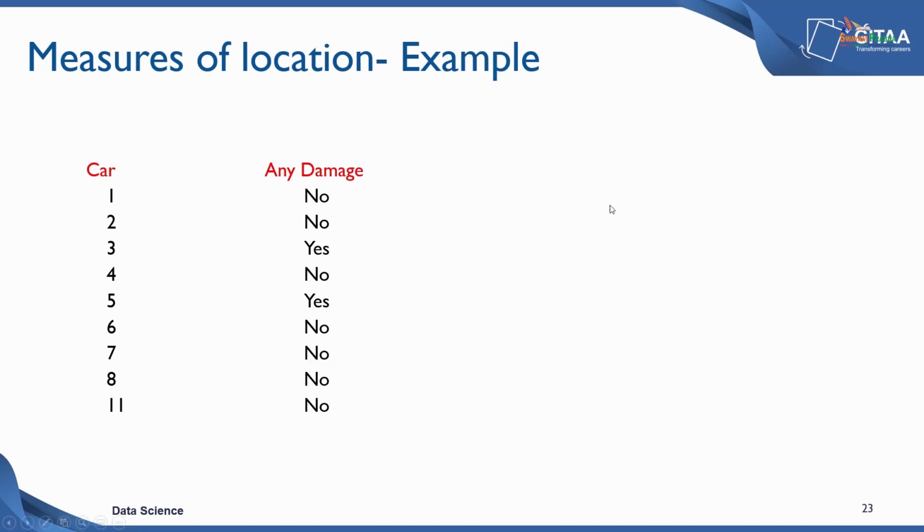Let's look at another data type, which is categorical data. We have the same 11 cars, and the data pertains to whether there is damage to the car or no damage. We find that 2 of the 11 cars have some damage and 9 do not have any damage. We cannot take an average, though it's possible to put in a numeric value. You can put a value of 0 for no and 1 for yes and compute a numeric value, but that numeric value has no physical meaning.